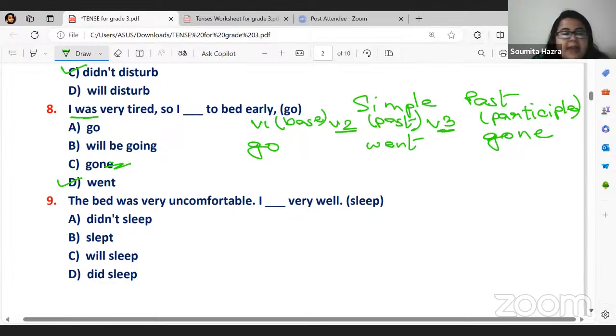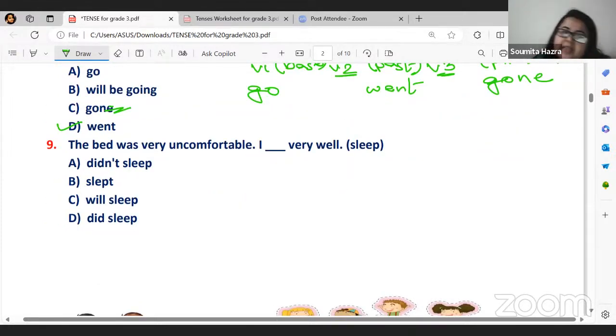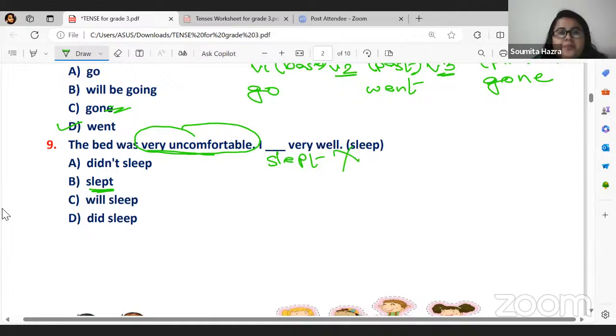The bed was very uncomfortable. I dash very well. See, Olympiad questions are a bit twisted. The bed was very uncomfortable. I dash very well. Now, if you do not try to understand what this expression is, then you would have written I slept very well. And that is an option. But if you write this, it is wrong. Even when I check the answers on the chat box, I have told you that option B is the wrong option. You will not go for option B.